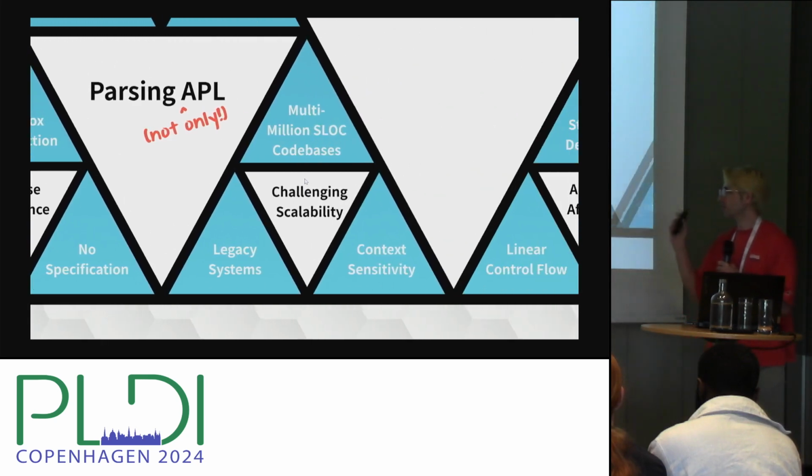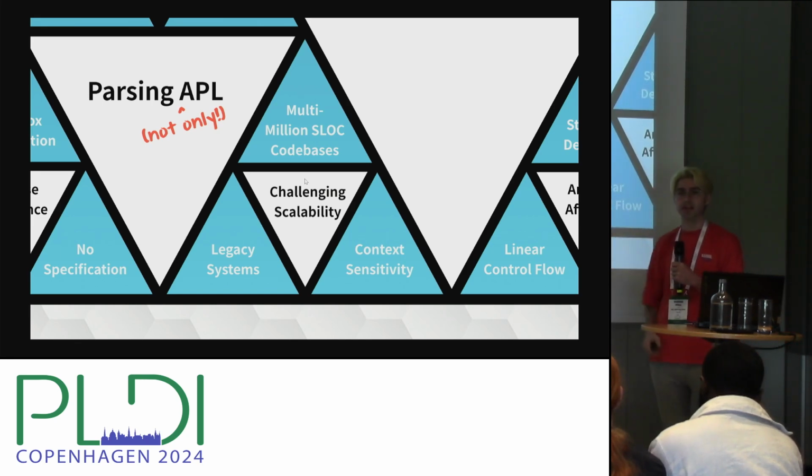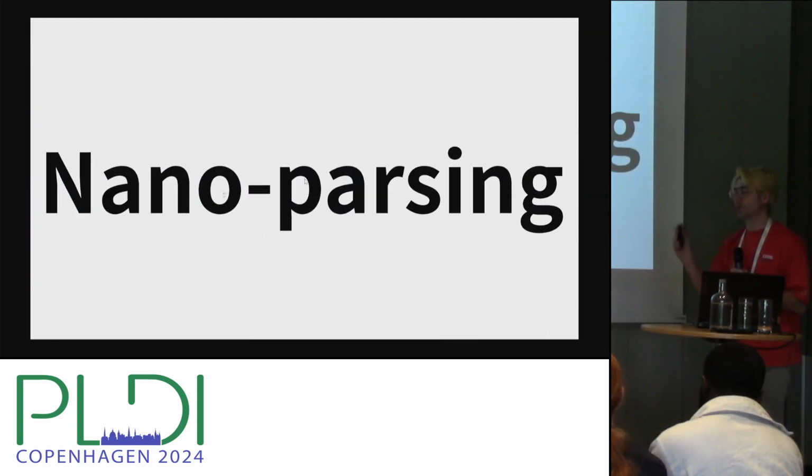And then we have quite challenging scalability issues for an APL parser. Code bases in production right now have been around for decades and have millions of lines of code. These are legacy systems, so we're running on multiple different platforms, and we have multiple different dialects of APL that might be mixed together in a single code base. And then the language is not context-free. So what do we propose? We propose nano-parsing.